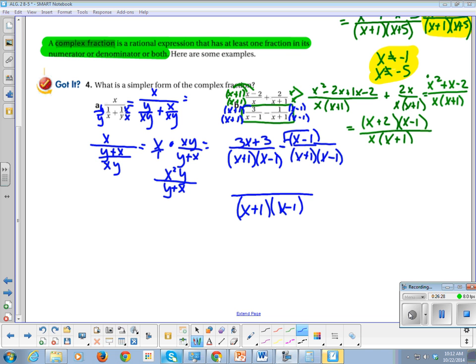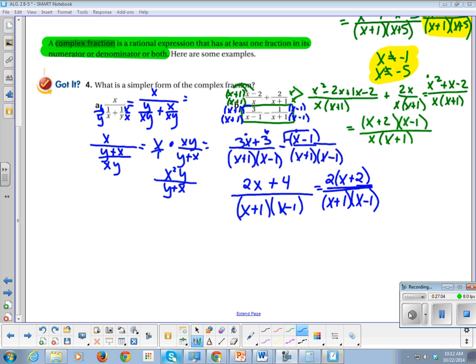And on top, I'm going to have 3x minus x, that's 2x. And I'm going to have 3 minus a negative 1. 3 minus negative 1 is the same as 3 plus 1. So 3 plus 1 is 4. And I would be irresponsible if I did not factor out that 2 and write it like this. I know it's an extra step.